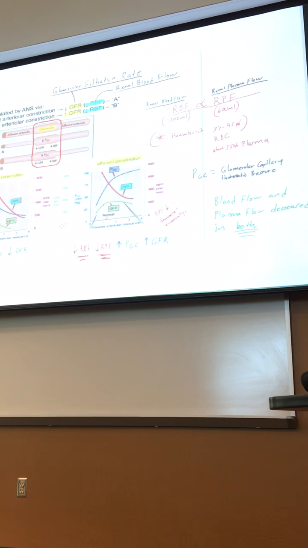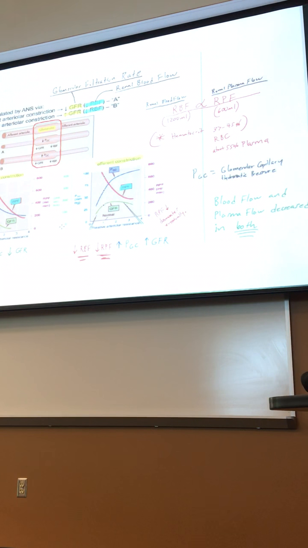Renal plasma flow refers to how much plasma is going through. Now, if you remember hematocrit is about 37 to 45%, so about 55% plasma. Here in the PowerPoint, he goes 600 milliliters plasma, 1,200 milliliters blood. So the top part talks about renal blood flow, and the bottom graphs talk about renal plasma flow. So that's why this PowerPoint can be a little misleading. Here we're talking about afferent and efferent vasoconstriction.